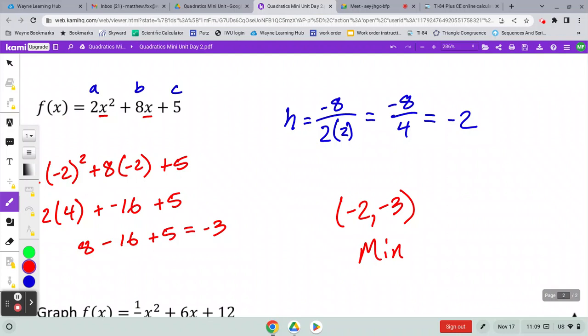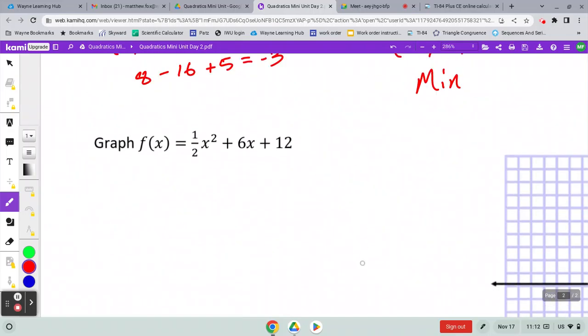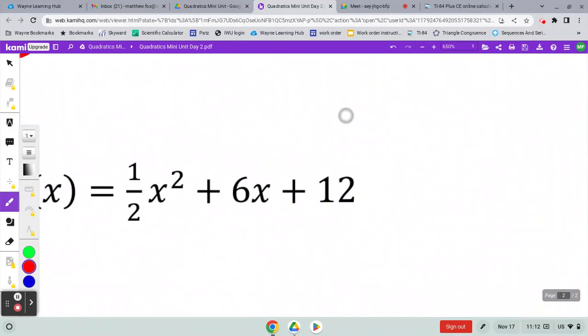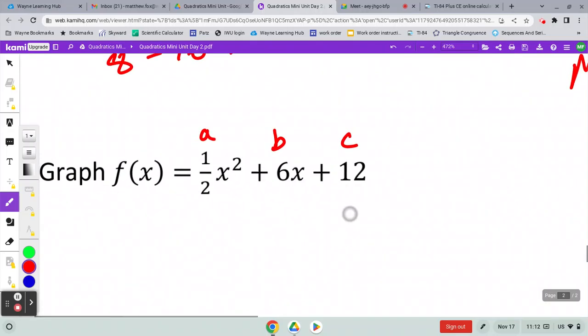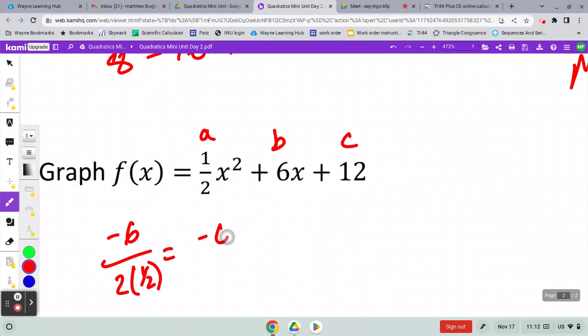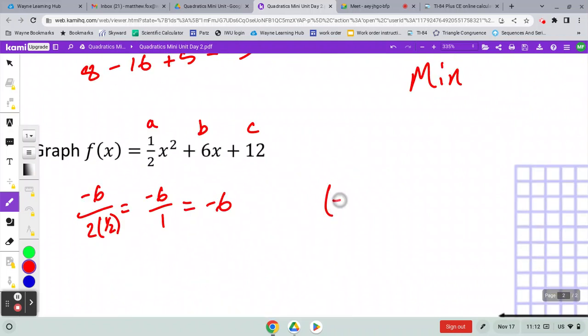All right, give the second one a try. Then we're going to graph it. So find the vertex and then graph it using the 1, 3, 5 idea. All right, go for it. So first thing, well, it's up to you. You don't have to do this, but A, B, C. So to find our x value, negative b, what do I put? Negative 6 over 2a, which 2 times 1/2 is 1. So negative 6 over 1 or negative 6. That's the x value of my vertex.